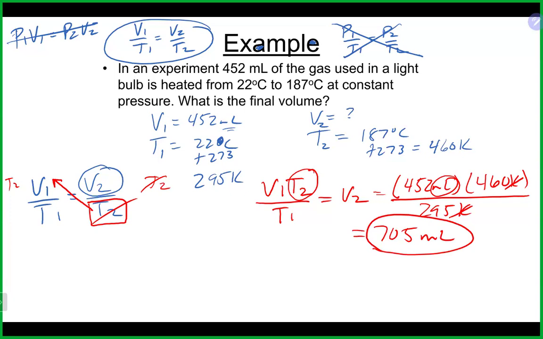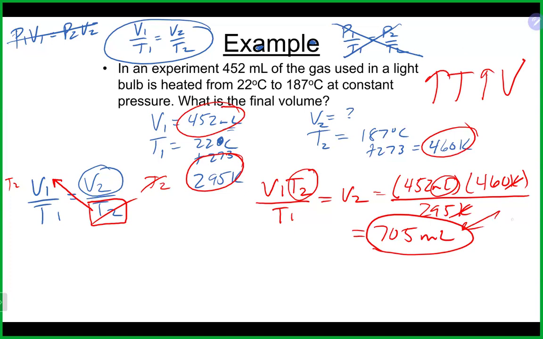Again, in terms of the Charles's Law relationship, in this case the temperature went up. That means in terms of the volume, we should also expect it to go up. It started at 452, and it ends at 700 or so. So the volume did go in the correct relationship that we see with Charles's Law. Question on that?